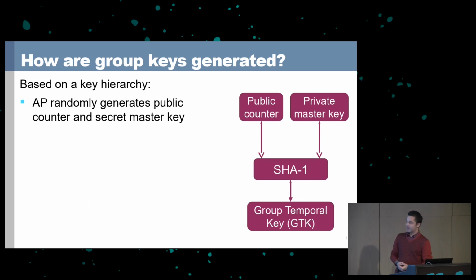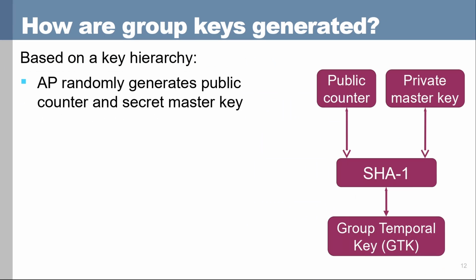It's actually fairly straightforward. When your access point starts up, it will generate a public counter value, so a random counter. It does not start at 0. It can start at any value you want. But it's public, so an attacker or outsiders are allowed to know this variable. Apart from that, it also generates a private master key, and this has to stay secret, otherwise all your security guarantees are gone.